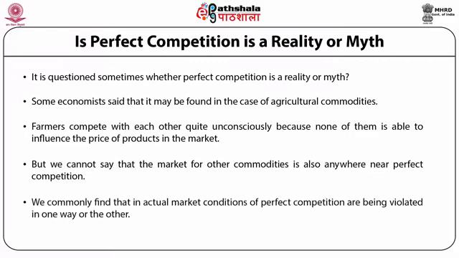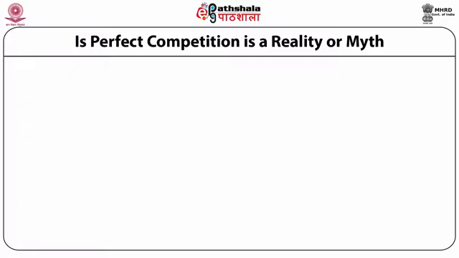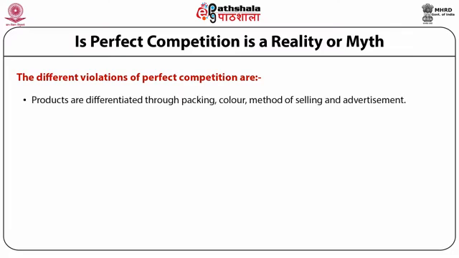We commonly find that in actual market, conditions of perfect competition are being violated in one way or the other. This gives us the impression that perfect competition is a myth. The different violations of perfect competition are: products are differentiated through packing, color, methods of selling, and advertisement.